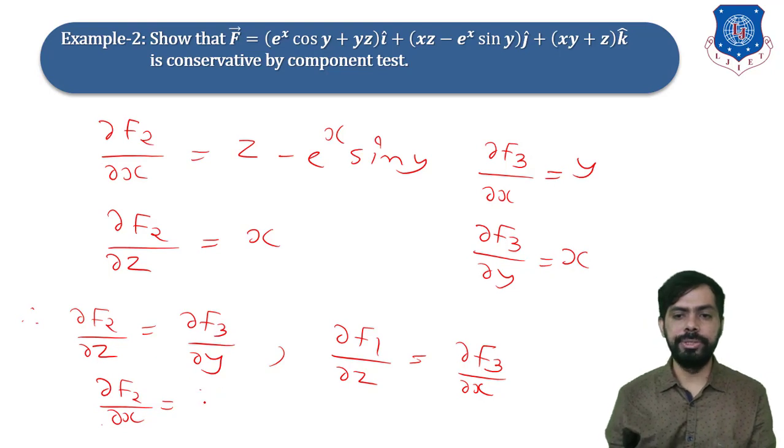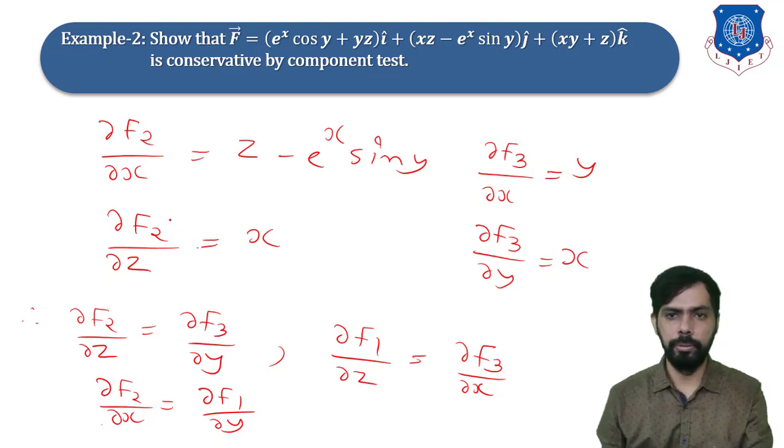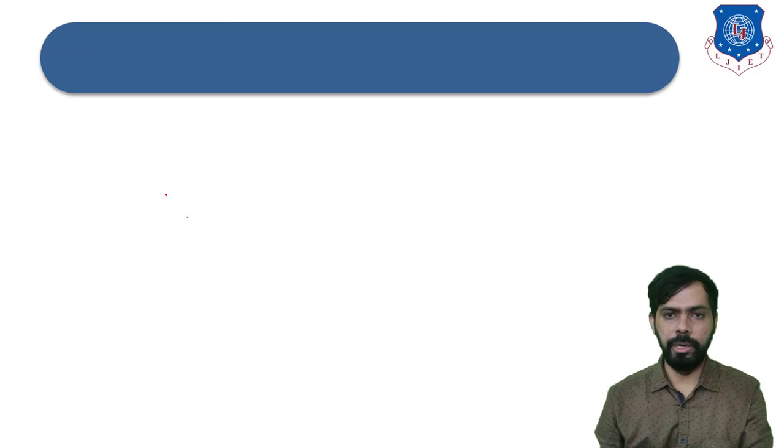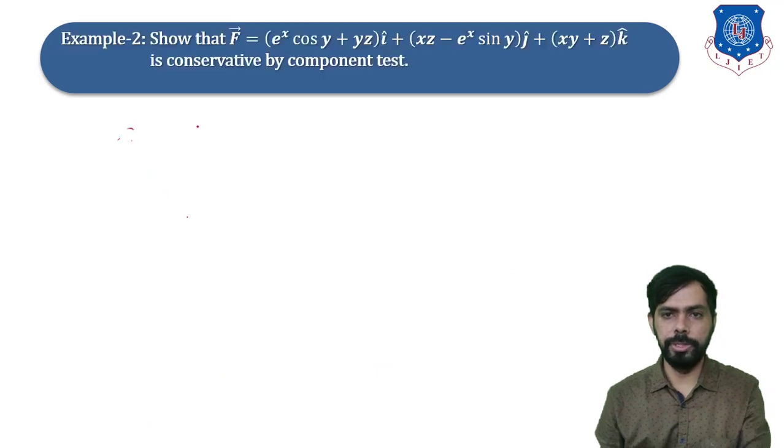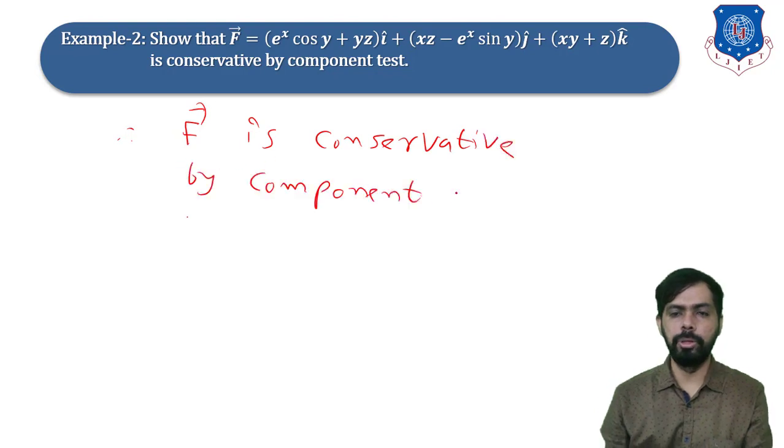So these three are conditions of component test. Okay, so these three conditions are satisfied. Therefore we can say that given vector field f is conservative by component test. Therefore vector field f is conservative by component test. Okay, because all the conditions of component test are satisfied.